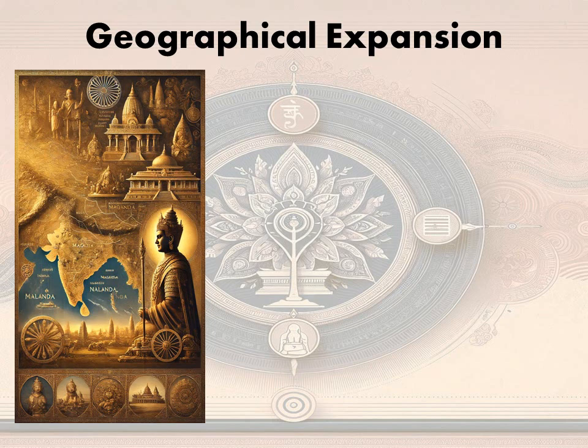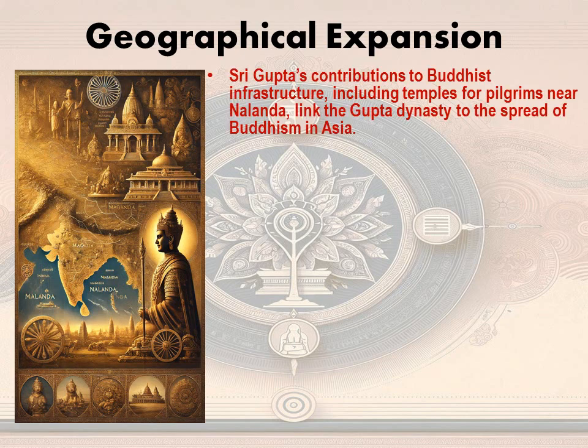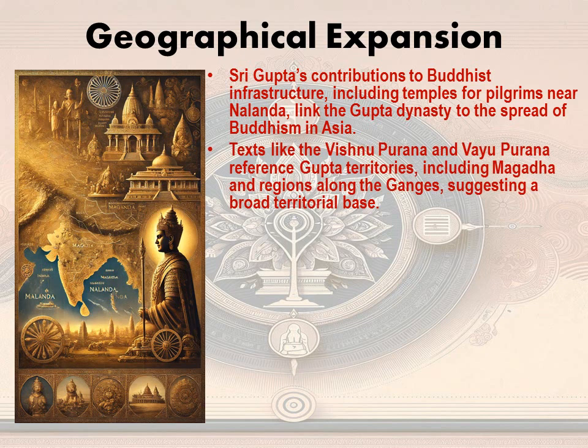Geographical expansion. So, how was their empire extended geographically during the early times? Sri Gupta's contributions to Buddhist infrastructure, including temples for pilgrims near Nalanda, link the Gupta dynasty to the spread of Buddhism in Asia. So the Gupta dynasty helped to spread Buddhism in Asia, and that can be understood from the fact that Sri Gupta contributed to Buddhist infrastructure, including the building of temples for the pilgrims near Nalanda.